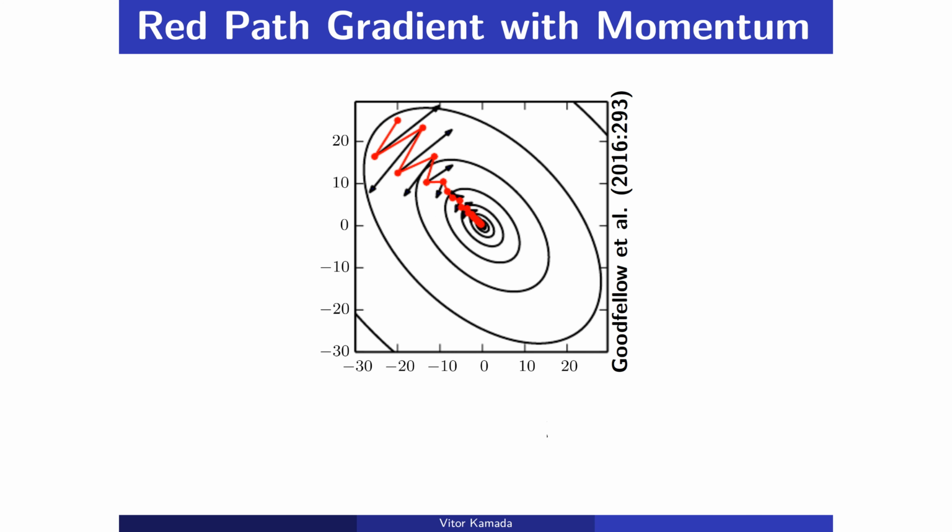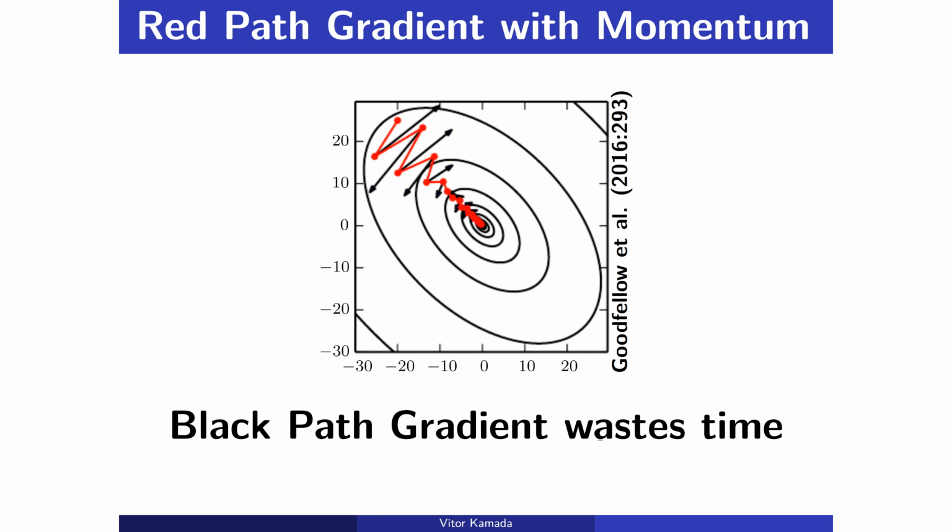Another advantage of gradient descent with momentum is, for example, the red path gradient. It converges faster than the black path gradient without momentum. Basically, see that the black path gradient wastes time moving back and forth until it gets to the optimum.